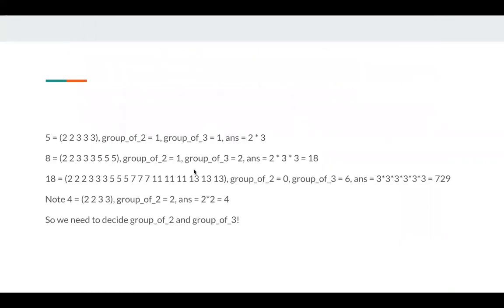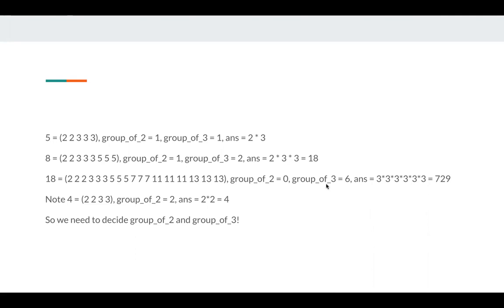For 8, we know the best choice is 2, 2, 3, 3, 3, 3, which means we have one group of 2 and two groups of 3. The final answer is 2 multiplied by 3 multiplied by 3. And for 18, the best choice is 6 groups of 3, so the final answer is 3 to the power of 6, which is 729.